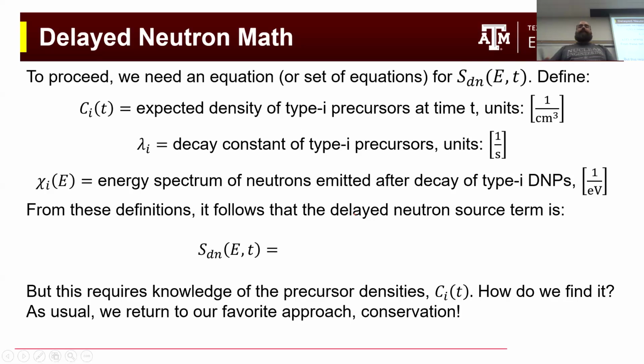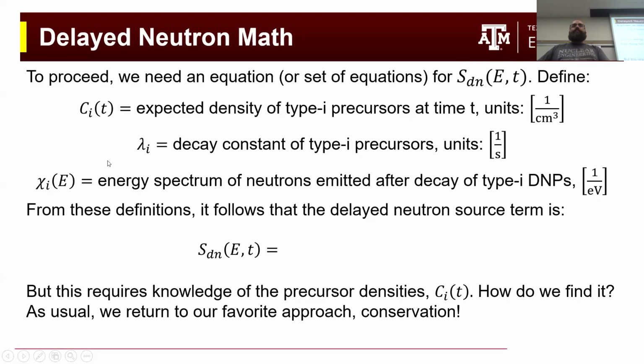And the I is because we have multiple groups of delayed neutrons that we need to keep track of. So this is for some group, some type I precursor. And those precursors are born into our reactor from fission events, and then they decay through radioactive decay processes. So we need the decay constant for those type I precursors, and that's lambda I. It's telling you about the probability per unit time of decay happening, so it has units of inverse seconds.